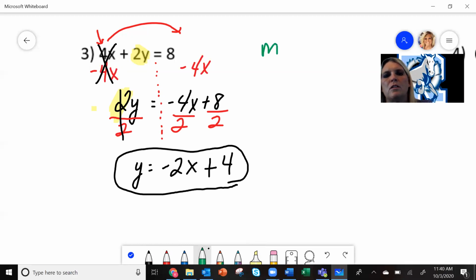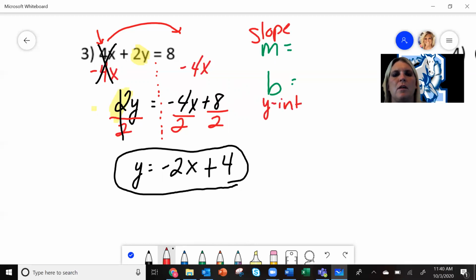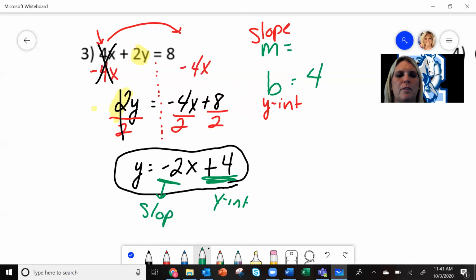Well, what is the slope? What is the y-intercept? Remember, m is the letter that represents slope. B is what represents y-intercept. Well, the y-intercept is what's being added or subtracted. Here's my y-intercept. That is 4, positive 4. The number that's in front of the x is my slope, which is negative 2.